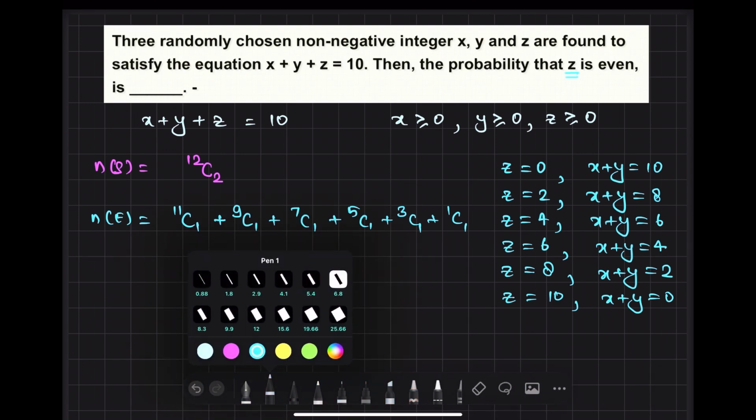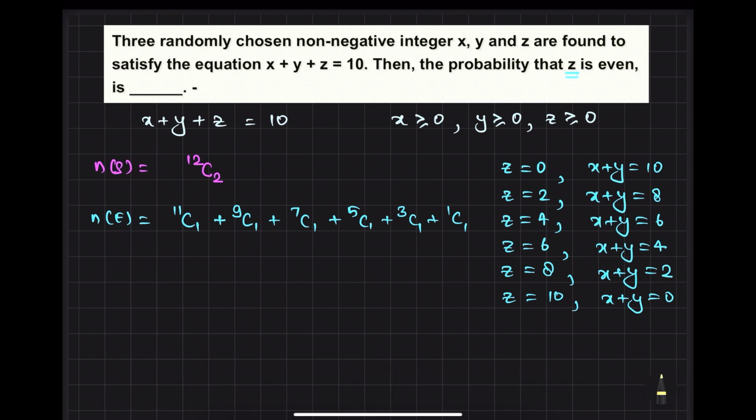Now let's find out the required probability. The required probability would become 11C1 plus 9C1 plus 7C1 plus 5C1 plus 3C1 plus 1C1, upon 12C2. You have to simplify this to find the required result. I hope the idea is clear and you guys can handle similar situations.